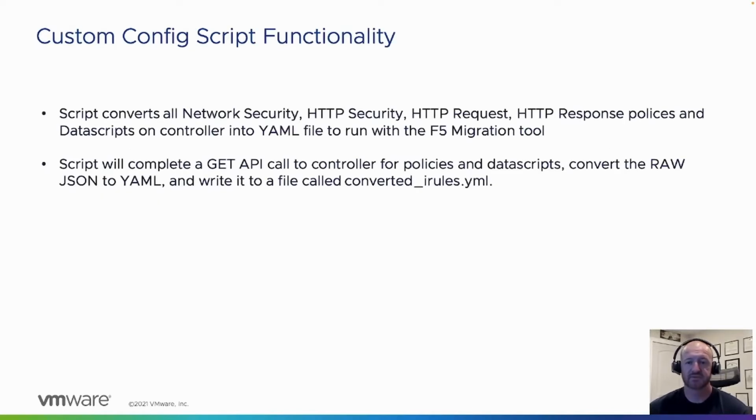The custom config script will complete a get API call on the controller and capture the raw JSON for all policies and data scripts on the controller. It will then convert the raw JSON into YAML and create a properly formatted file called converted_irules.yaml that can then be called by the migration tool.